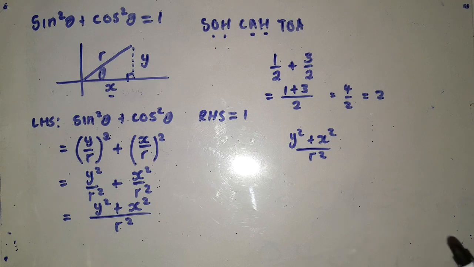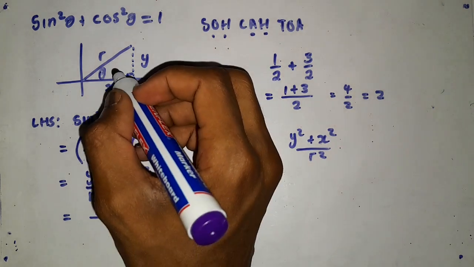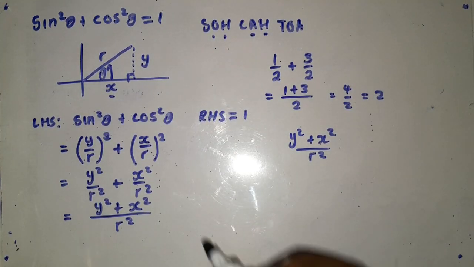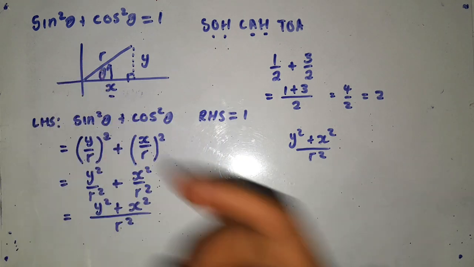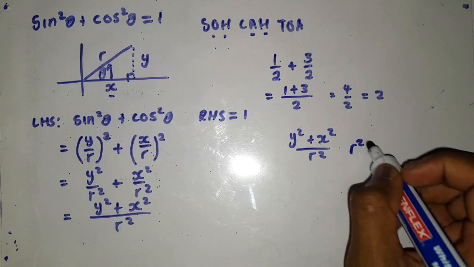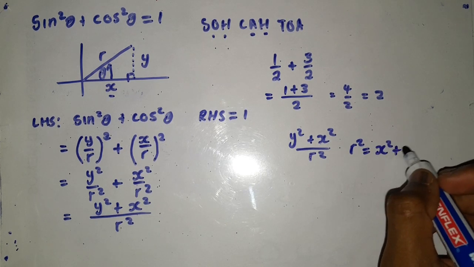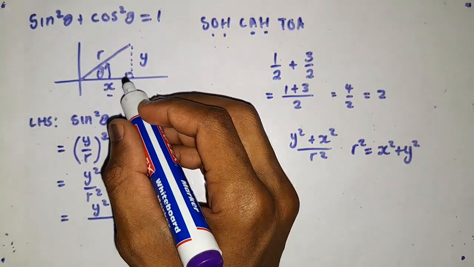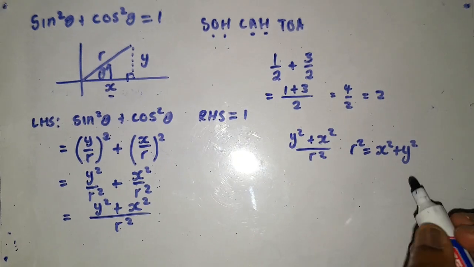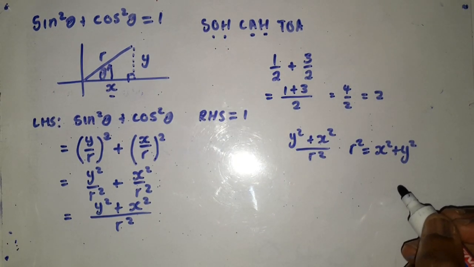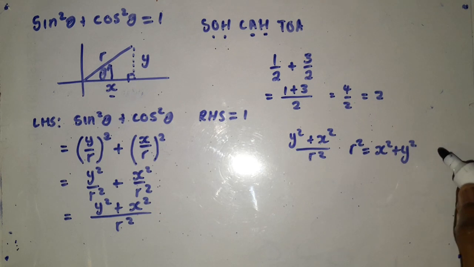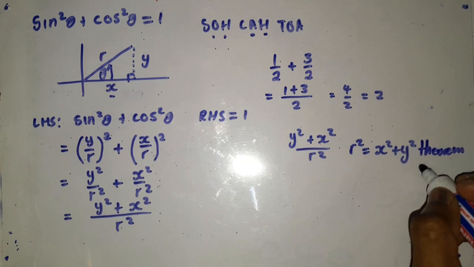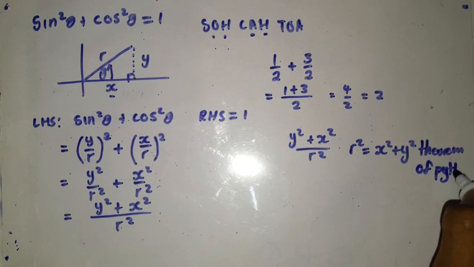Then let us check carefully on this diagram. We have a right angle triangle, and we know that we can also represent r squared in the form of x squared plus y squared. Why do we say so? Because this is a right angle triangle, so it is applicable for us to use the theorem of Pythagoras.